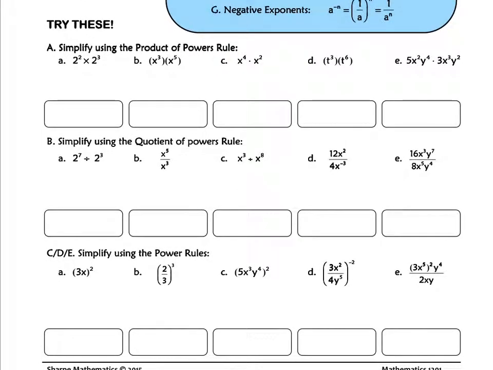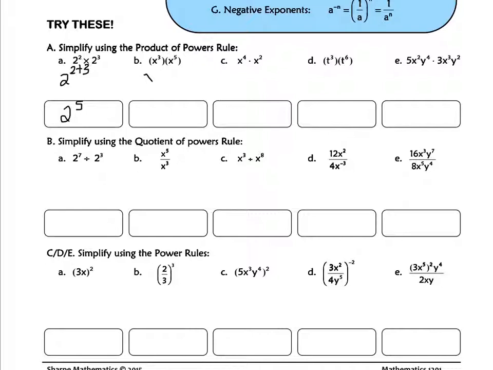So the first set of examples here is basically using your product of powers rule. So if you have two power terms with the same base, the rule is you can add the exponents. And if you think about that, 2 squared is like 2 times 2. 2 cubed is 2 times 2 times 2. So if you put all those together, there's 5 2's being multiplied by each other. So the answer is 2 to the 2 plus 3, or 2 to the 5.